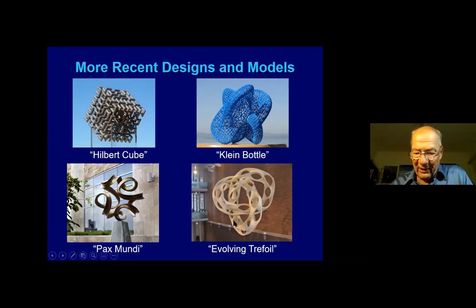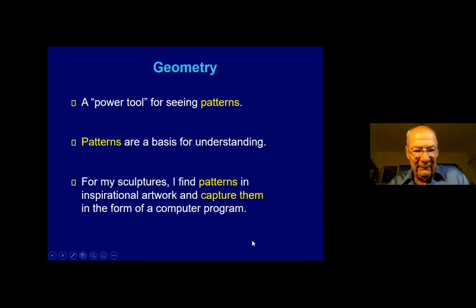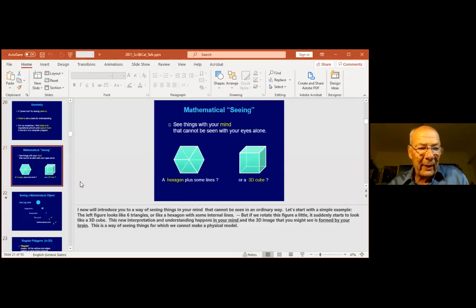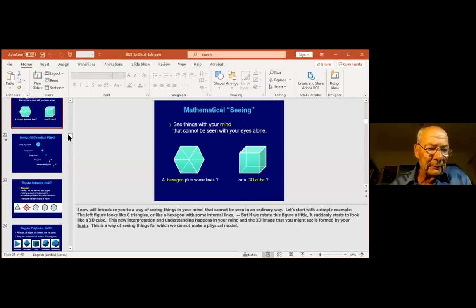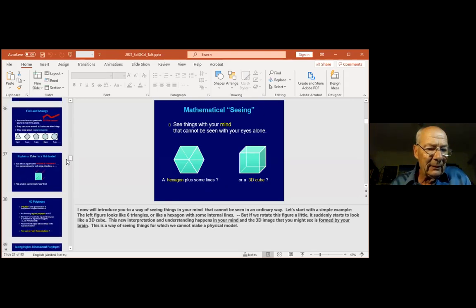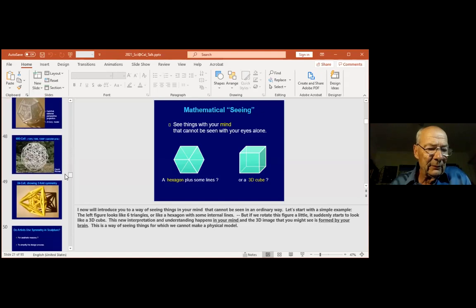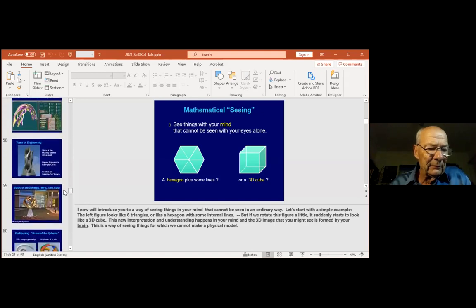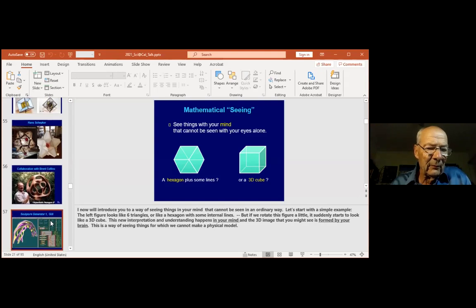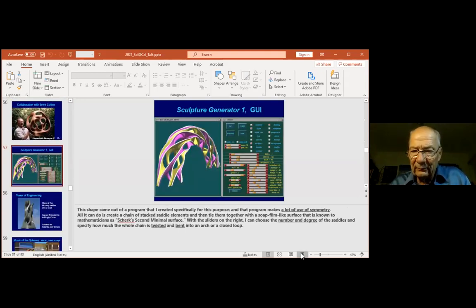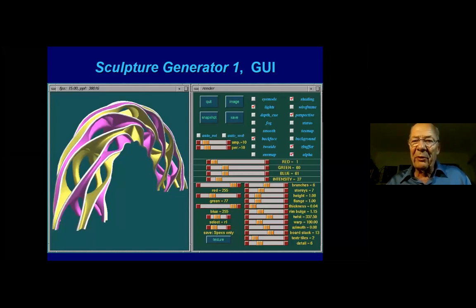Let me see if I can catch that again. Okay. So this is the program which I did, well, I guess 25 years ago, when I started to interact with Brent Collins, which I call Sculpture Generator #1. And you can clearly see the kind of stacked set of saddles here, which forms this pipe.